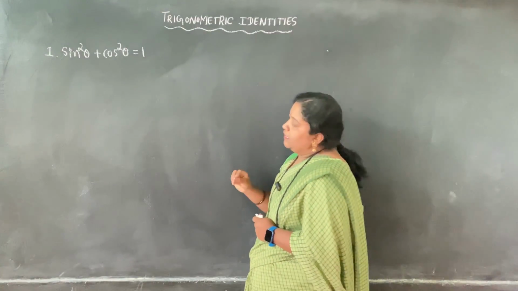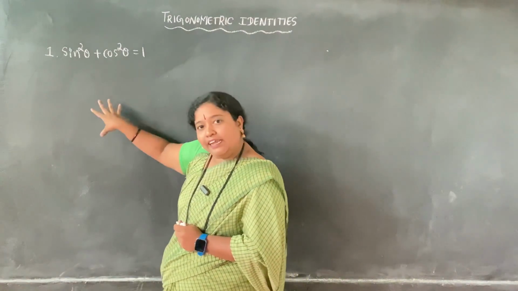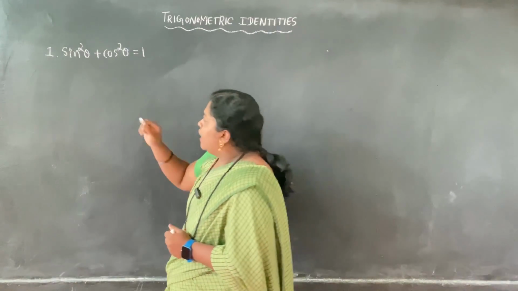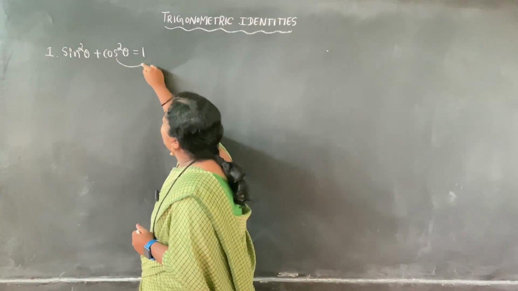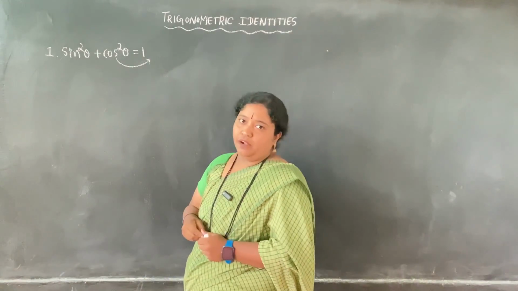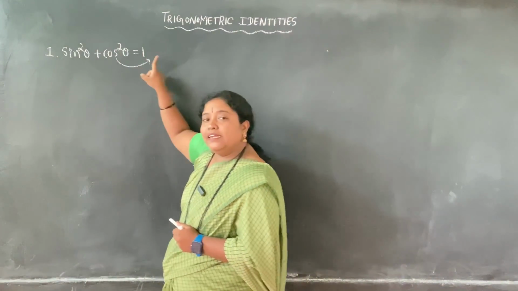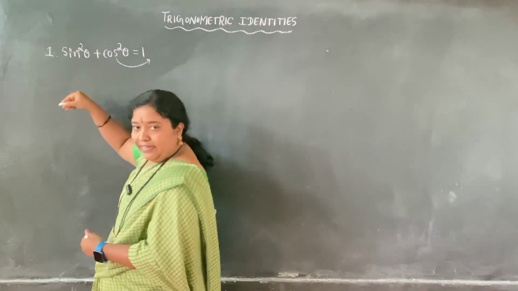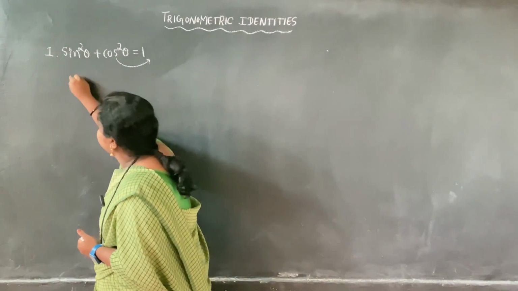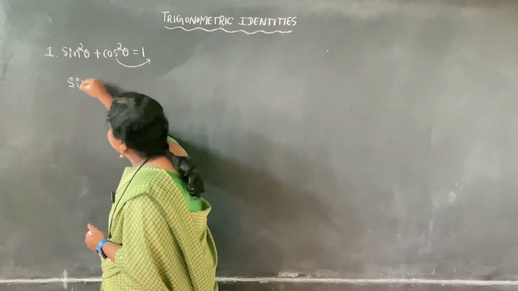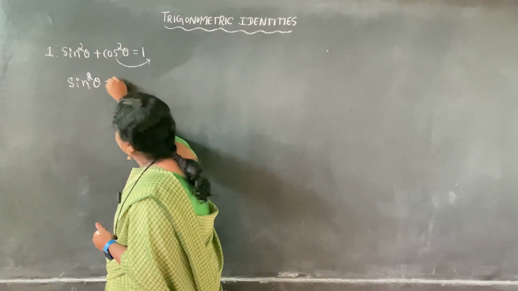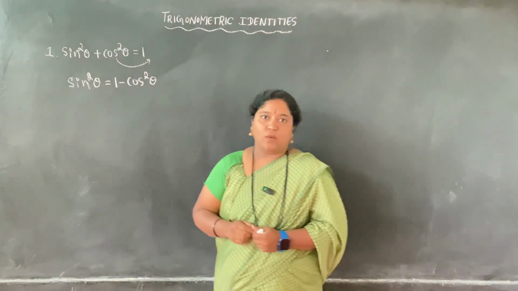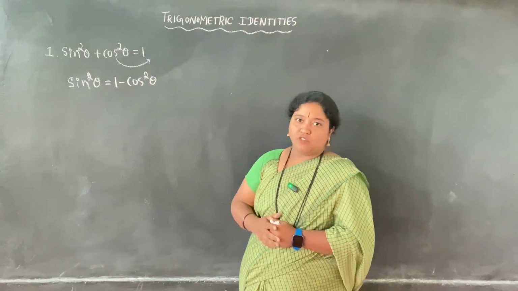This identity can also be rearranged in many patterns, dears. So how to rearrange it? Analyze: if I am sending cos square theta to this side, positive cos square theta will become negative cos square theta. So my identity is modified in such a way: sine square theta is equal to 1 minus cos square theta.